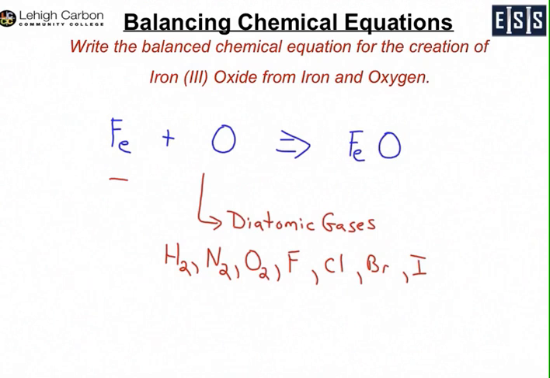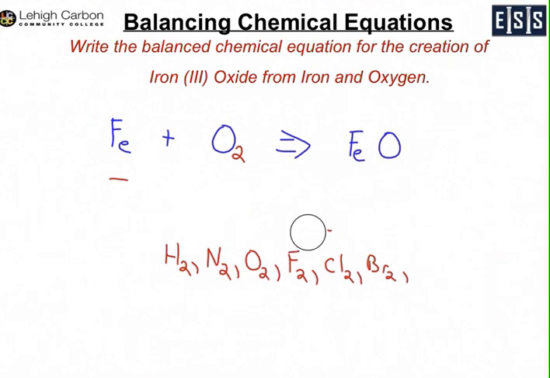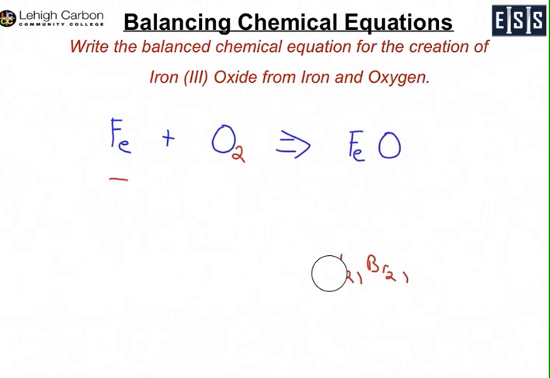So again, for oxygen, that means up here, oxygen, if we're reacting it, would be an O2. Same, and continue down here. These are all the diatomic gases. So whenever you're reacting something with one of these elements by themselves, then you have to use two. Okay, so now we have oxygen in the right form.